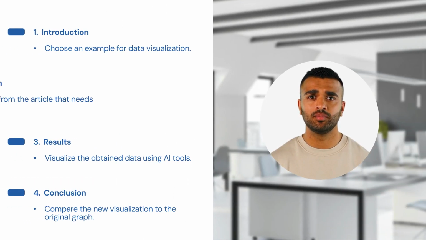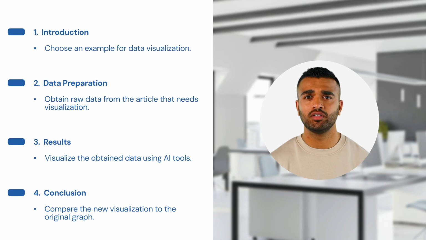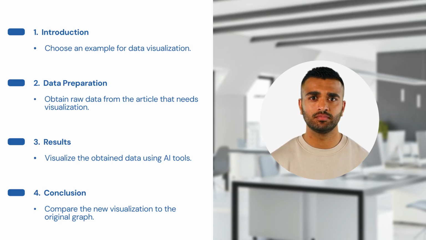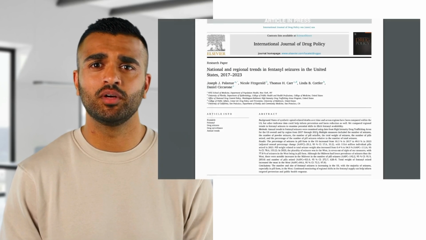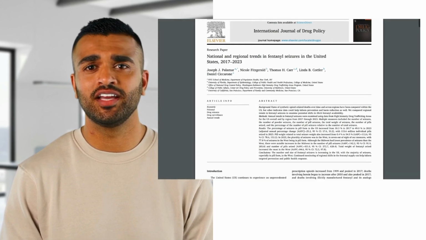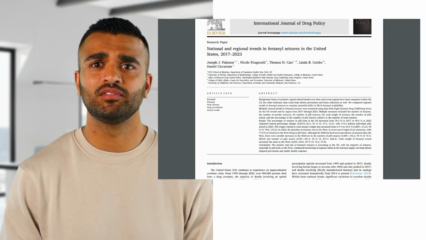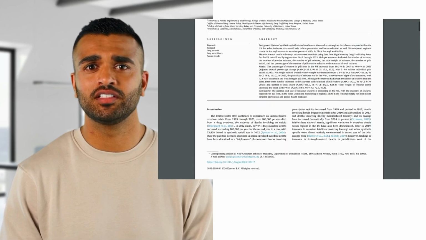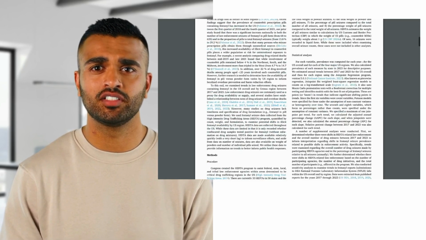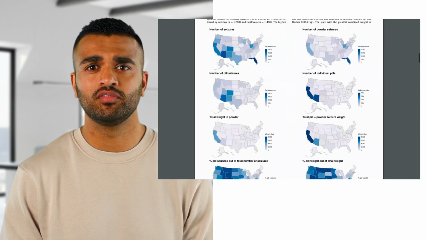2. Data preparation. Obtain raw data from the article that needs visualization. We examined the article National and Regional Trends in Fentanyl Seizures in the United States, 2017-2023. The article contains several charts and graphs, and we decided to focus on the graph showing the number of drug seizures in different parts of the country over time.